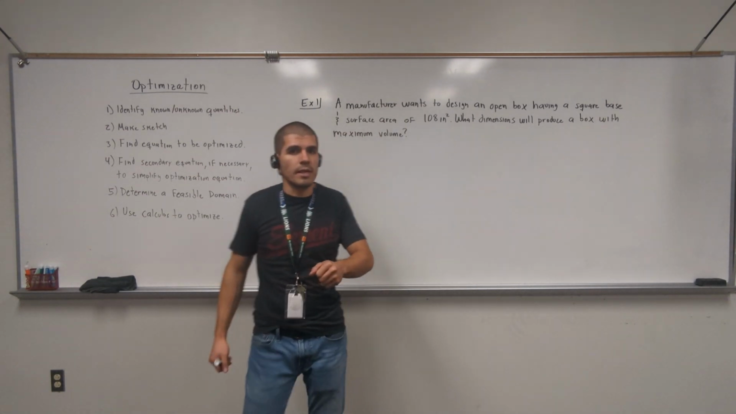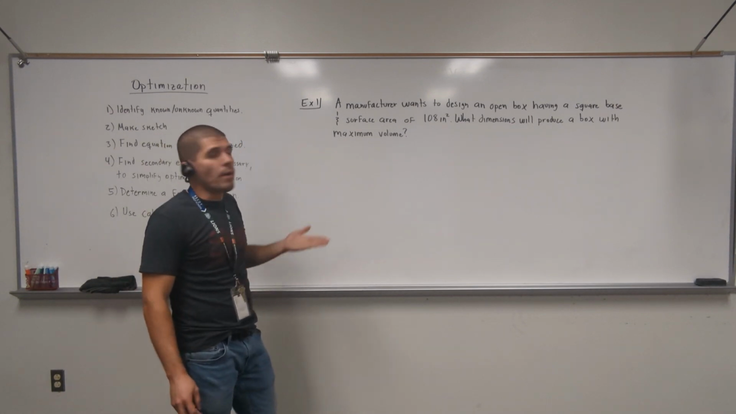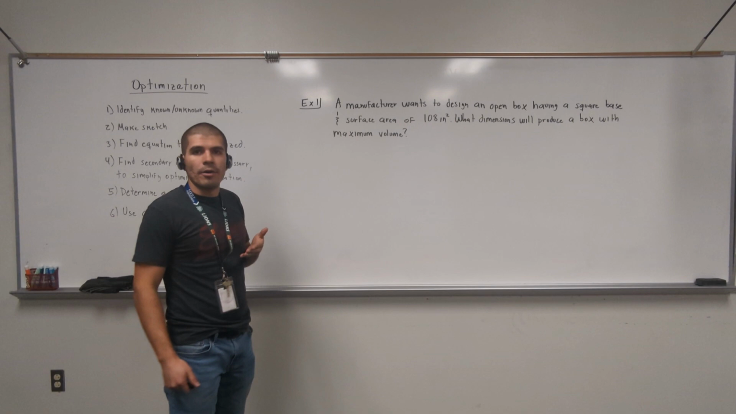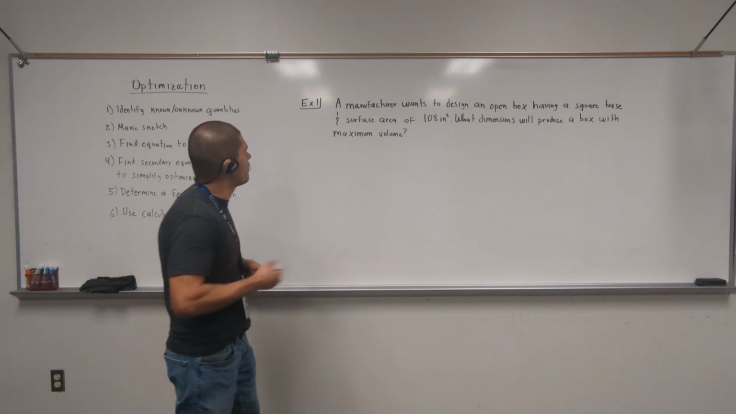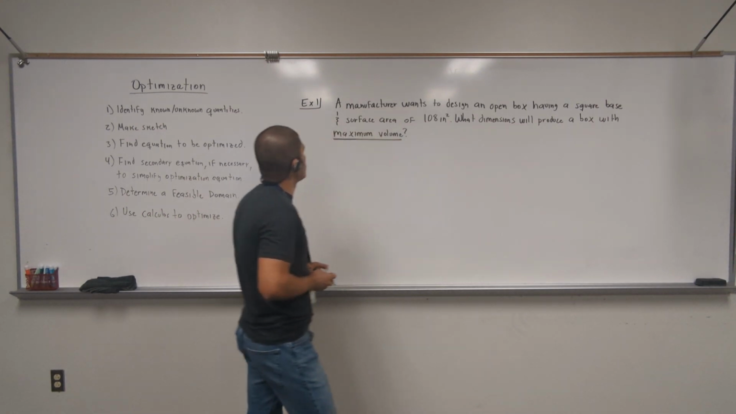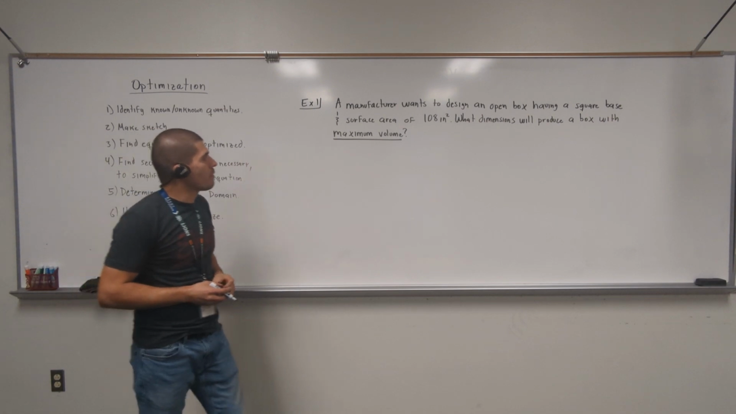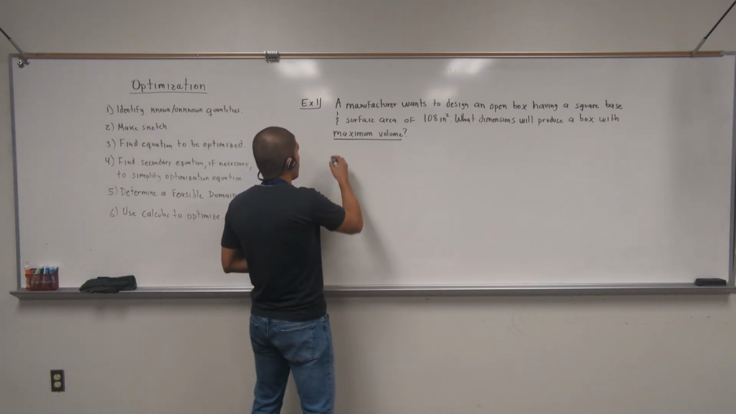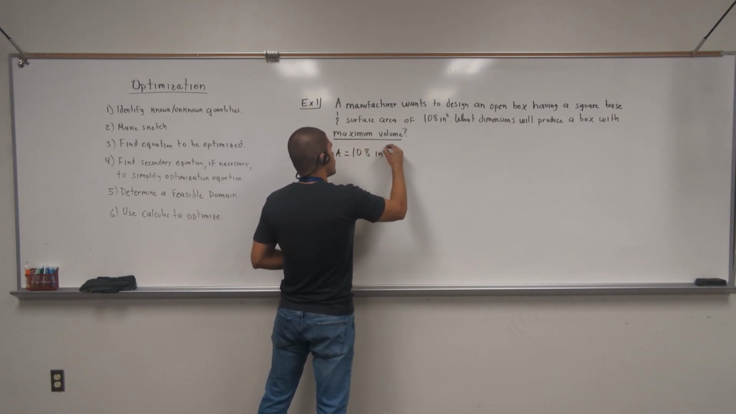Cool. So for our first example, here we go. We have a manufacturer that wants to design an open box having a square base and a surface area of 108 square inches. What dimensions will produce a box with a maximum volume? All right, so first things first, I'm going to look at what I want to optimize. I want to maximize my volume. So first I'm going to write down what I do know. So I know that I have a surface area of 108 square inches.